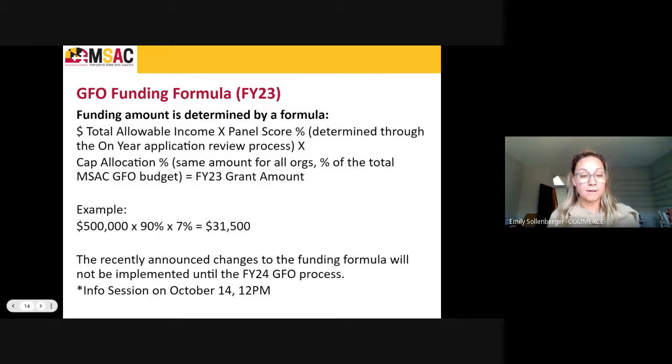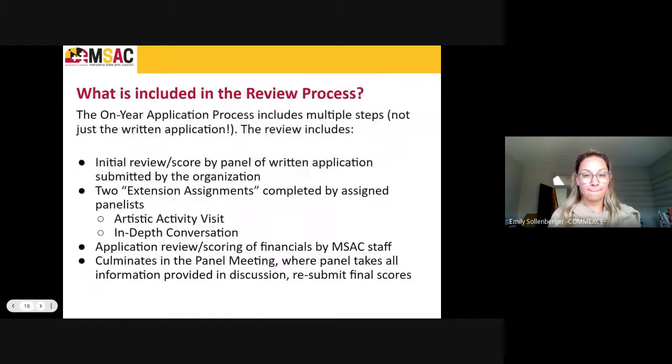And just a note here that we did recently announce some changes to the funding formula that will not be implemented until FY24, so next year's process. And we do have a separate info session on that particular topic on October 14th at 12 p.m. So just be on the lookout for that information. We're not going to go into detail about that today, but really look at the application and the process. And I think I'm going to pass this over to Laura.